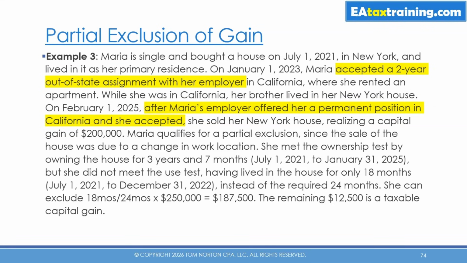Well, now everything is the same. She still doesn't meet the use requirement because she only lived in it for 18 months. But the reason she sold was due to a change in workplace assignment. Therefore, she can exclude part of the gain. She lived there for 18 months, divided by 24 months, times $250,000. She can exclude $187,500 of the gain. The gain was $200,000, so she does report the excess, the $12,500, as a taxable capital gain.